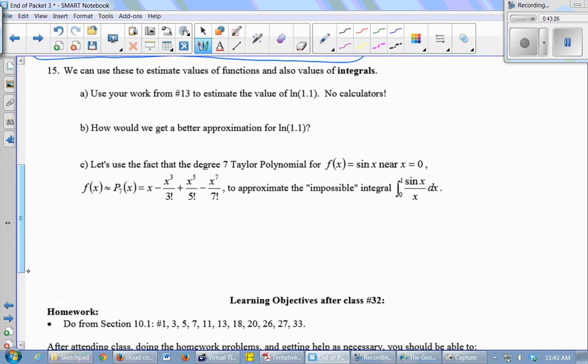All right, and then how could we get a better approximation for ln of 1.1 than what we just did? What does your calculator do to get a better approximation? A higher degree. Yeah, a higher degree Taylor polynomial.